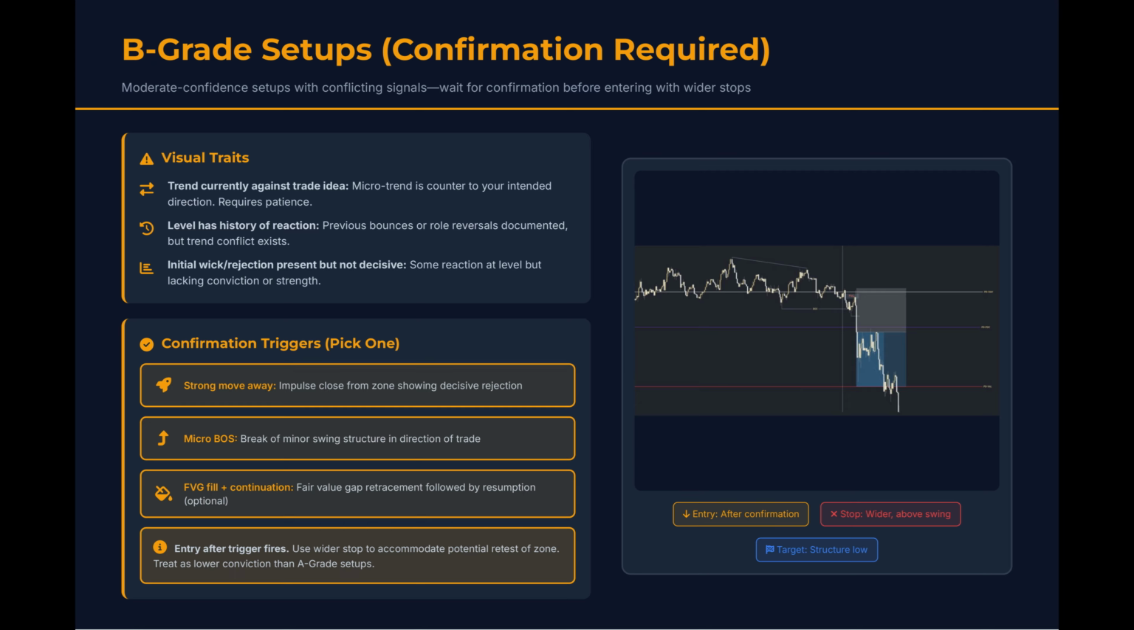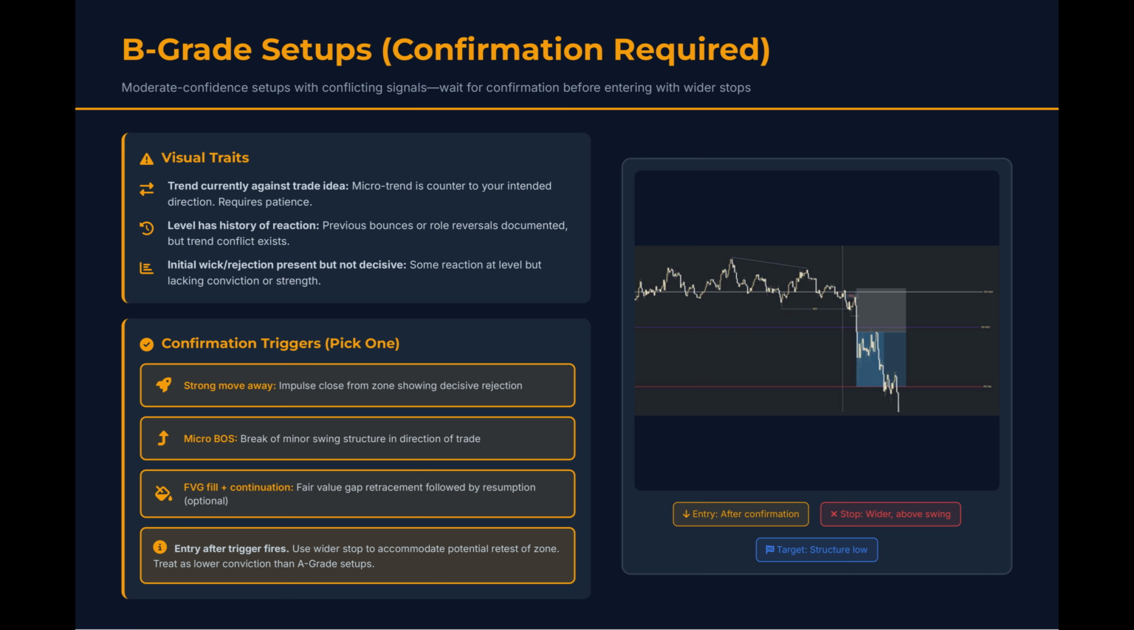You see a candle with a small upper wick. Buyers tried to push higher, but sellers provided some resistance. It's not a massive rejection, just a hesitant one. This is your B-grade setup signal. You don't enter yet. You wait. And then you see it, a strong bearish candle closes well below 65.45, breaking a minor swing low on the 1-minute chart. That's your confirmation trigger.